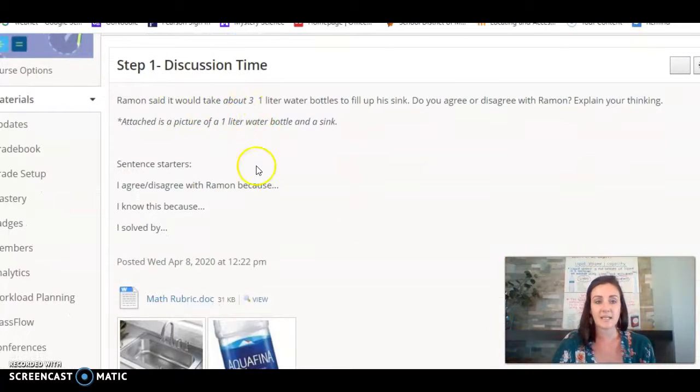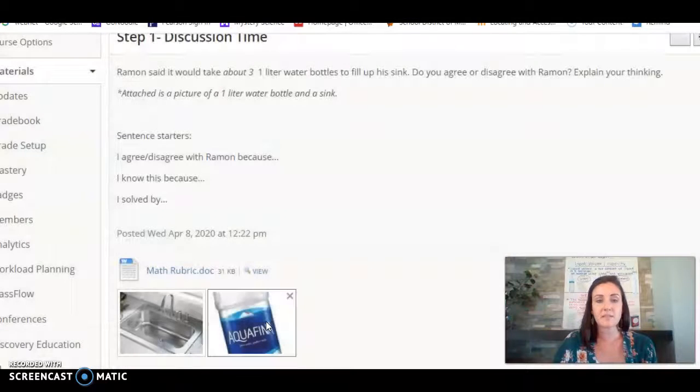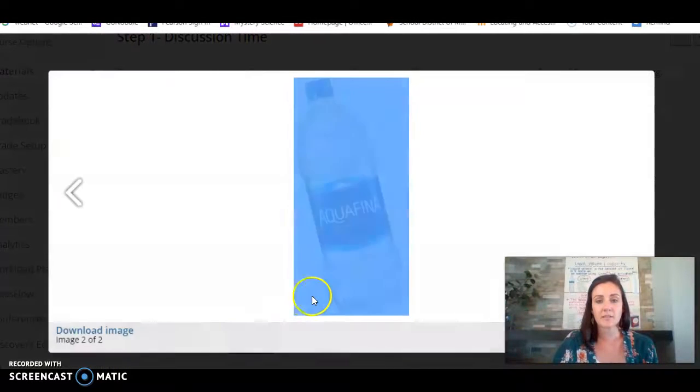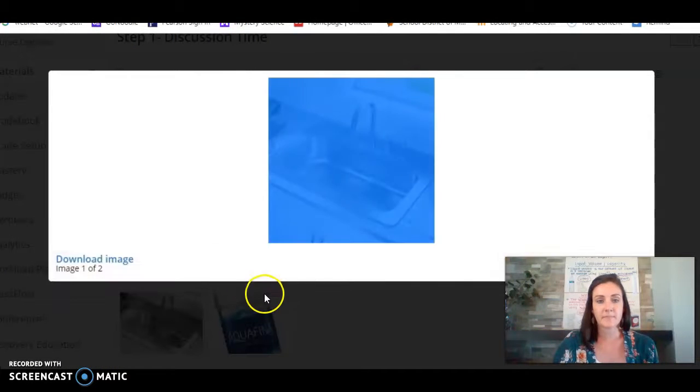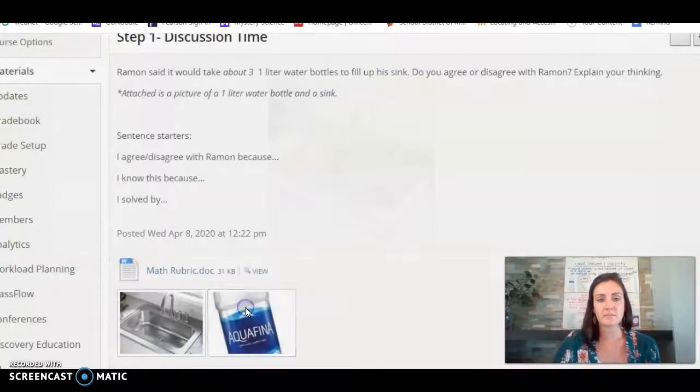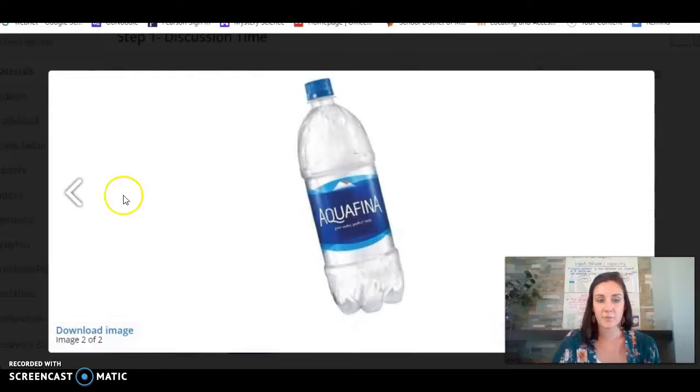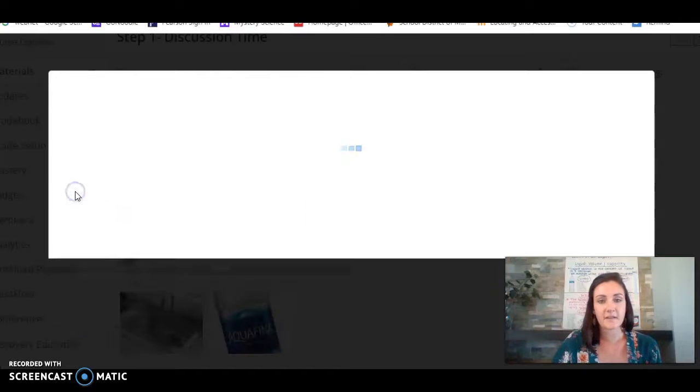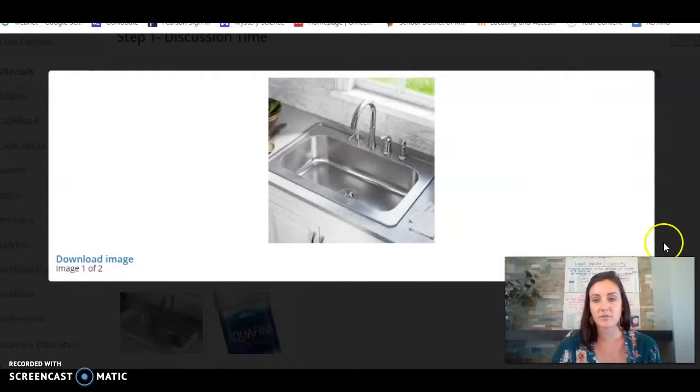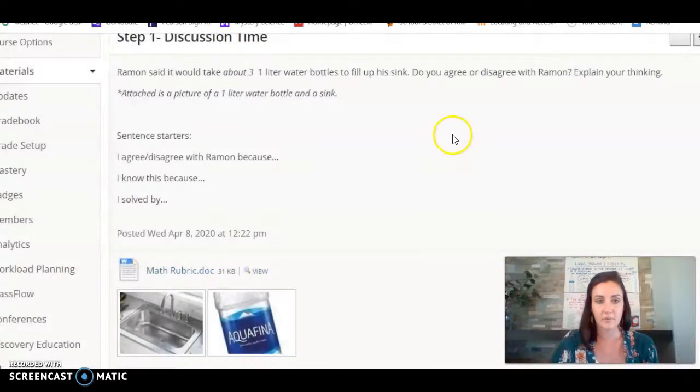So Raymond is saying that it'd take about 3 of these water bottles to fill up this sink. Do you agree or disagree with Raymond?